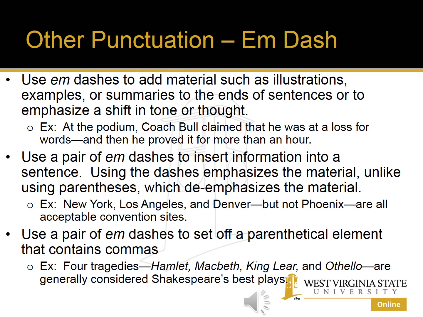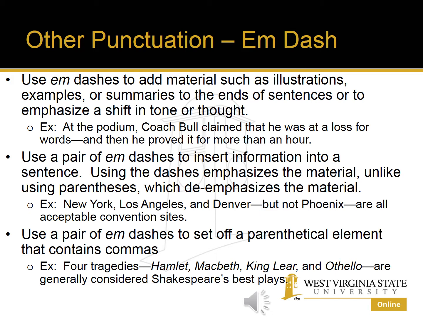Now that we've established how to create an M dash, let's look at when we would use an M dash in writing. We would use an M dash to add material such as illustrations, examples, or summaries to the end of sentences or to emphasize a shift in tone or thought. For example: At the podium, Coach Bull claimed that he was at a loss for words—and then he proved it for more than an hour. Here we have an example of a shift in tone or thought that's offset by an M dash.